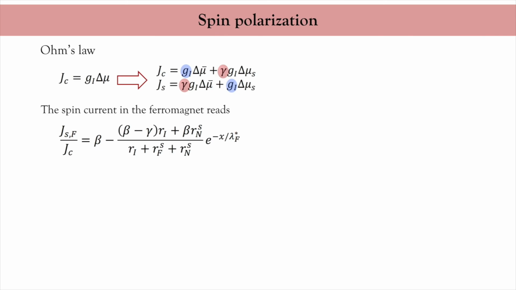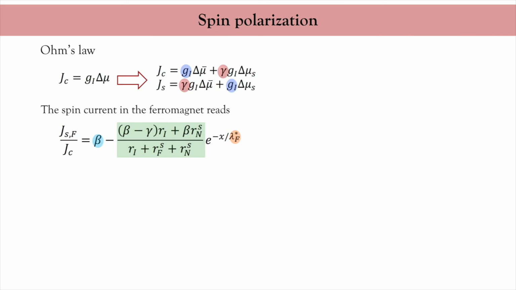This expression involves several new parameters. We have the polarization in the bulk of the ferromagnet that tells me how much I can polarize my current far away from the interface. Most interestingly, the polarization close to the interface is controlled by 3 resistances and 1 scaling length. The scaling length is easy to understand.